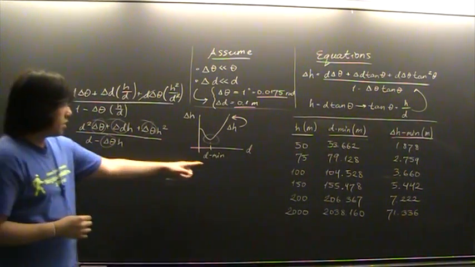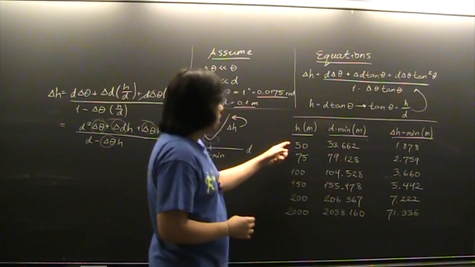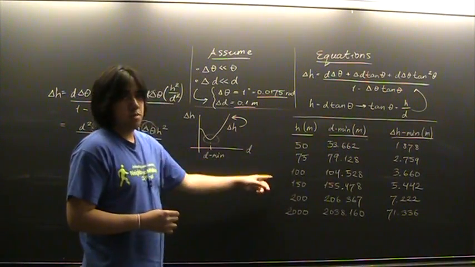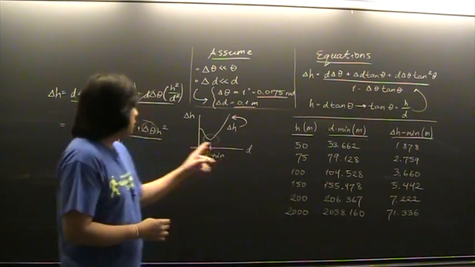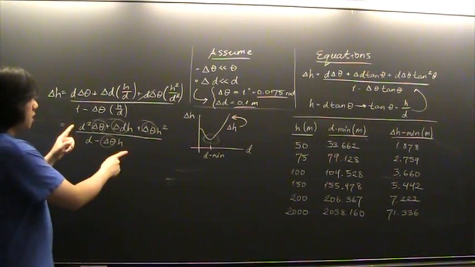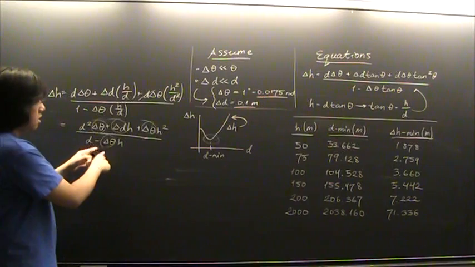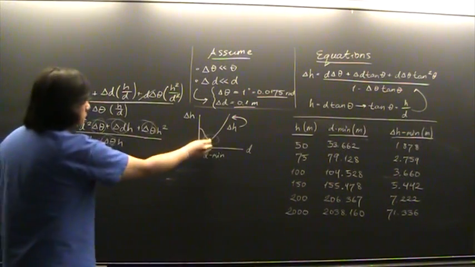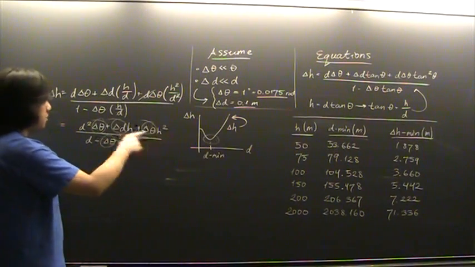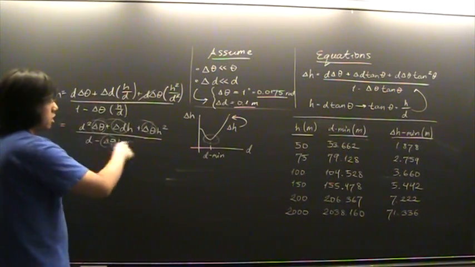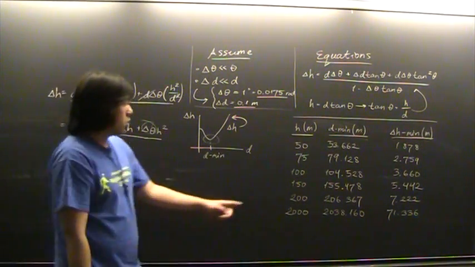We can then record these values for each h that we pick. So for example, for this one here, I set h equal to 50. Since we already have values for delta theta and delta d, we can solve for the minimum graphically using some sort of graphing calculator. Just by inputting this equation, we can solve for a d minimum, which we then record over here.